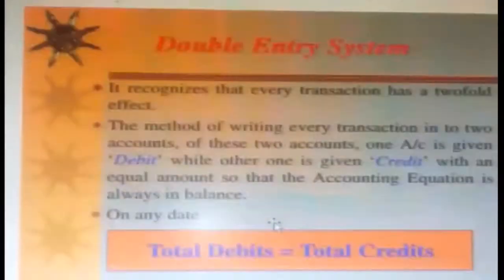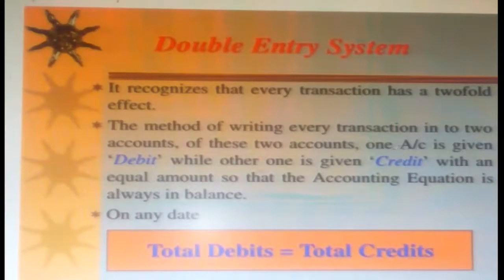The double entry system recognizes that every transaction has a twofold effect. That's the method of writing every transaction into two accounts. Of these two accounts, one account is given debit while the other is given credit, with an equal amount, so that the accounting equation is always in balance. On any date, total debit is equal to total credit. That is called the double entry system. For every debit aspect, correspondingly there is a credit aspect.